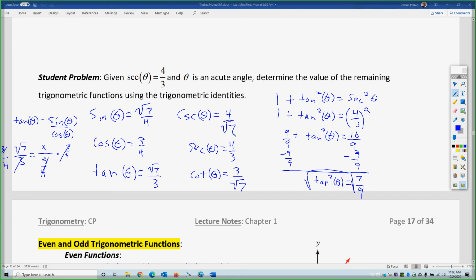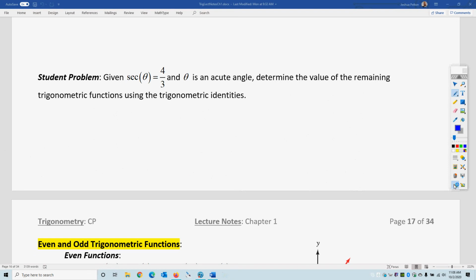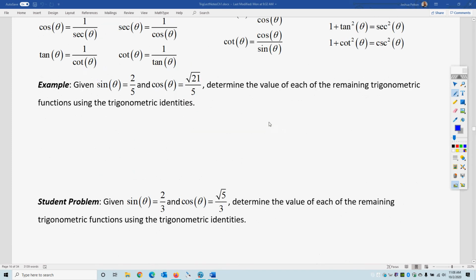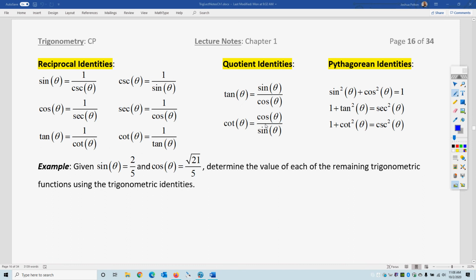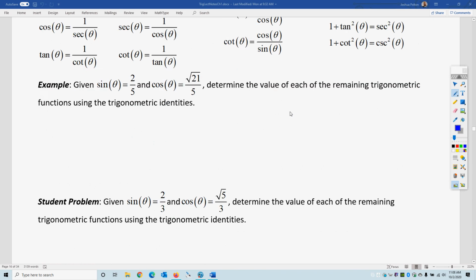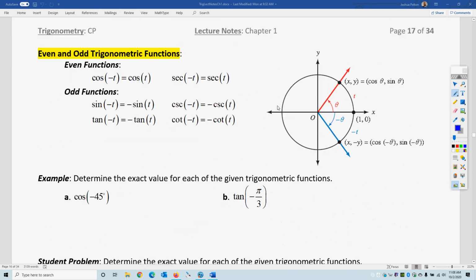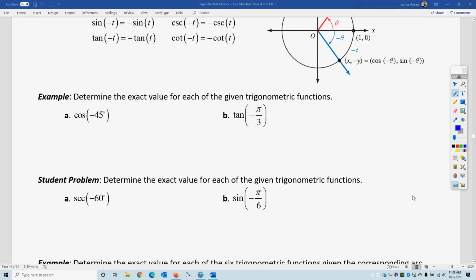Okay? All right. So there's more than one way to get to them. The point is, if you only have one trig function, you can find the other 5 using the trig identities. You don't need 2 of them now to get all of the answers like we did in the original problems. Okay. So next we have odd and even functions.